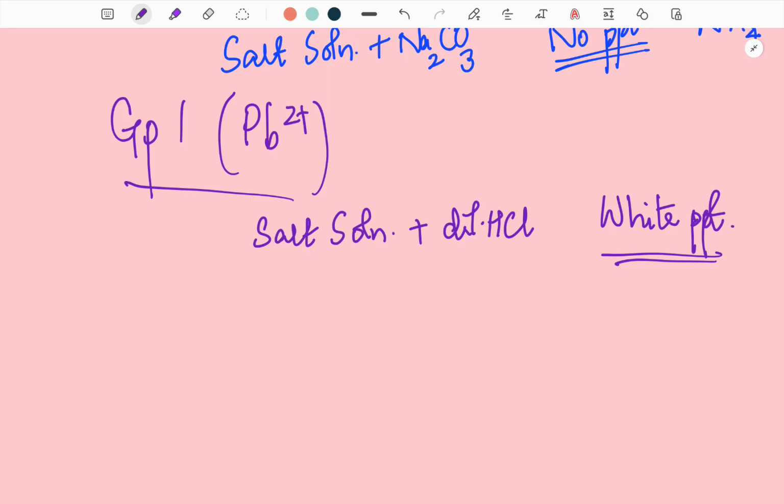Now, what is the white precipitate which is being formed? The white precipitate is lead chloride. There is chloride ion in the hydrochloric acid that you are adding. Hence the lead ion will form lead chloride salt, which is the white PPT.